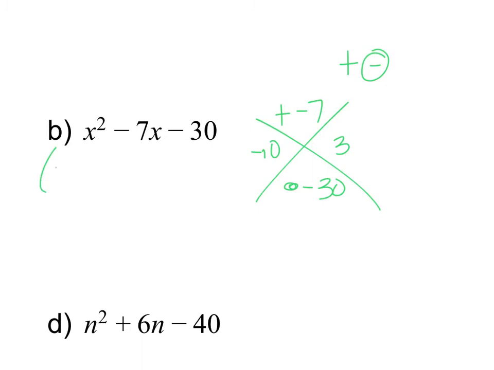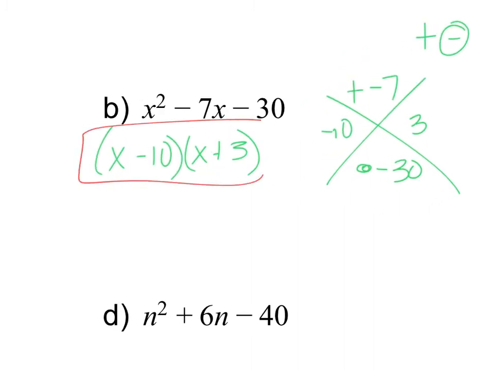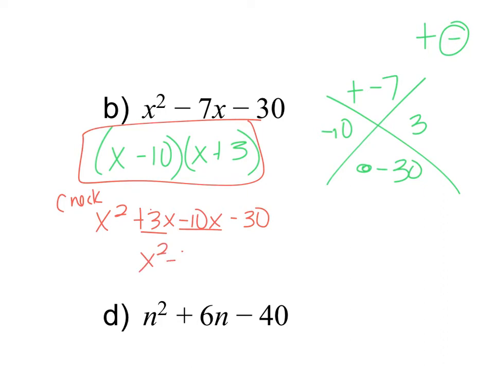I'm going to skip the factor by grouping step. If you want to do that, you can. So this is going to be x minus 10 times x plus 3. And on this one, since I have some room, I'm going to show you. This is our answer, and you can distribute it out to check. x times x is x squared, x times 3 is positive 3x, and this is us checking our work. -10 times x is -10x, and that would be -30. Combine your like terms. Look there, you get the same expression that you started with, so we did it correctly.